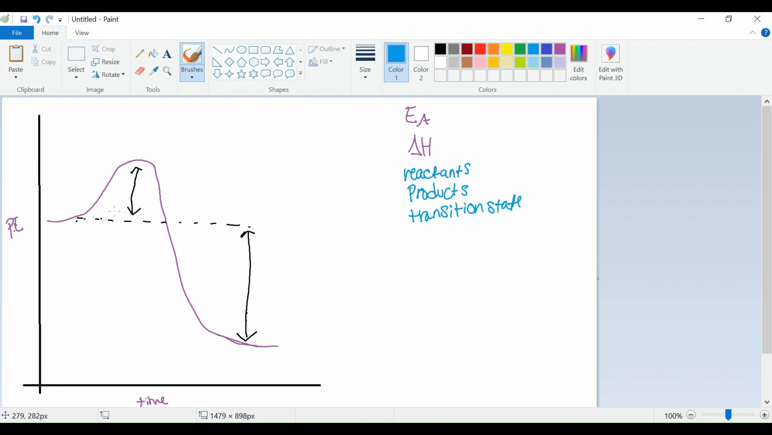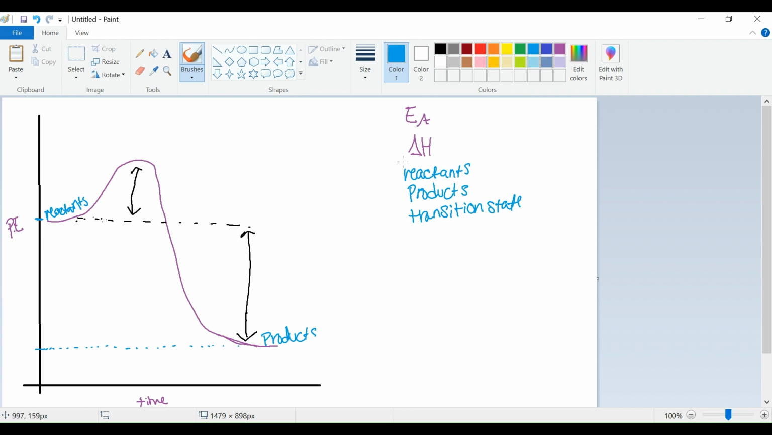So let's start with my reactants and my products. So the amount of energy that my reactants have is going to be whatever this number is right here. So this is the energy of my reactants. And then at the end of the diagram is always going to be the energy of my products. So whatever this value is right here, this number would be the amount of energy that my products have.